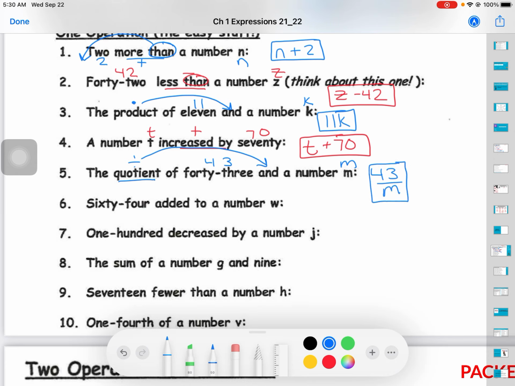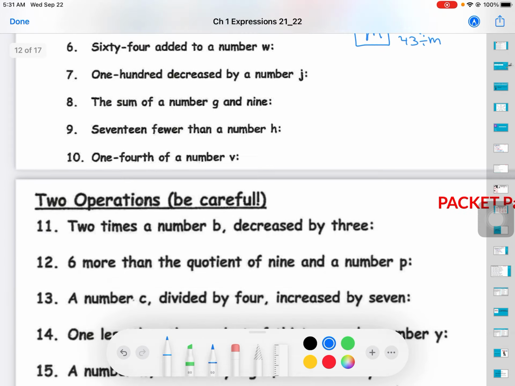Remember we talked about how this fraction bar is often used for division in 7th grade. So you could have written 43 divided by m, but we'll probably see this more often in 7th grade, so you'll see me writing division with a fraction bar. Okay. These were one-step ones. There's a few more here to practice if you would like.